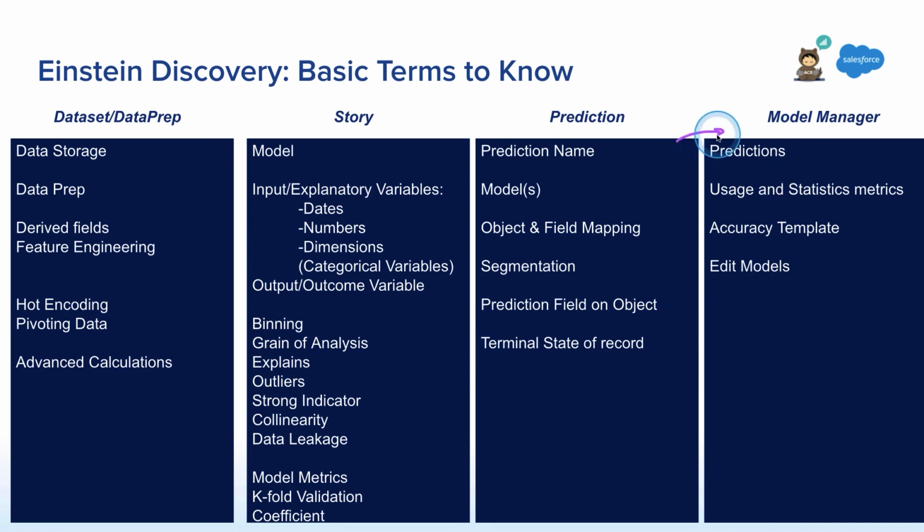And at the end, after you deploy, well, after that, you need to manage or monitor the model. So we have Model Manager in the product. You can monitor your predictions, look at the usage statistics. There's an accuracy template, and you can even edit the model. So you have the full platform from the beginning till the end, after operationalizing it and deploying it with all the tools. And these are pretty much what you need to know within the context of Einstein Discovery.